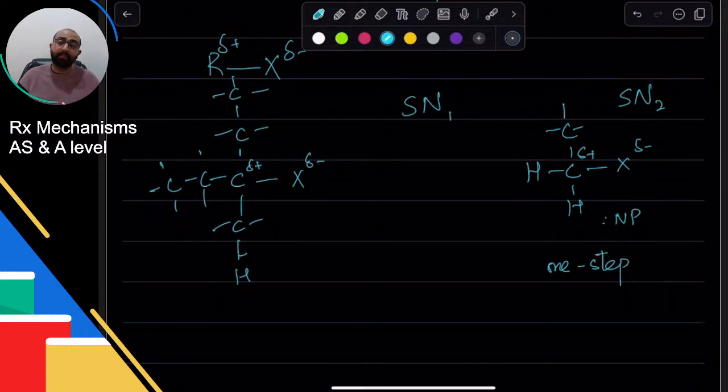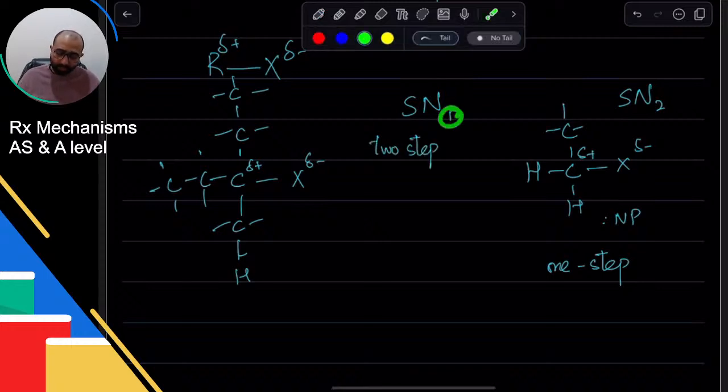And if that is not the case, if it is too crowded, if it's not easily accessible, then this will be a two-step reaction. If it's a two-step reaction, why are we calling it SN1 and why are we calling this SN2? The idea is really simple. This does not tell me whether this is a two-step or a one-step reaction.